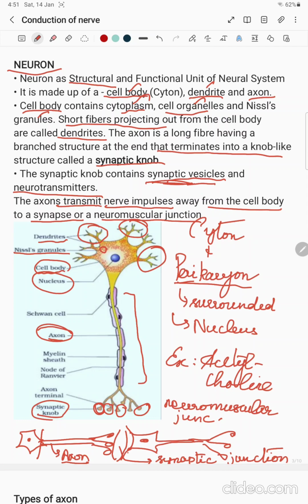Neurotransmitters are nothing but chemicals. Whenever the neuron transmits an electrical signal in the form of a nerve impulse, it is converted into a chemical, and that chemical is transferred to the next neuron. That chemical conversion is undertaken by our neurotransmitters. Examples of neurotransmitters are acetylcholine and dopamine. The axons transmit nerve impulses away from the cell body to the synaptic junction or neuromuscular junction. Understood? So this is the general theory about our neuron. Thank you.